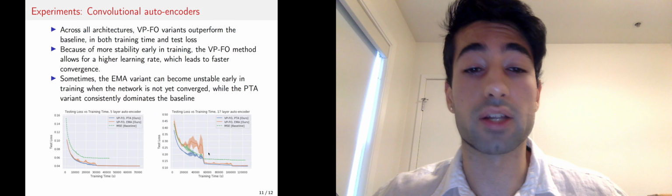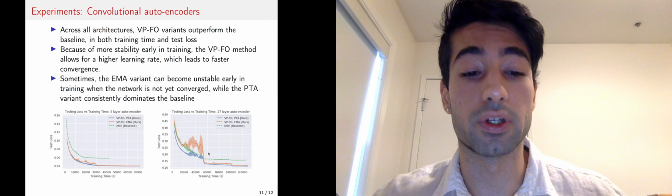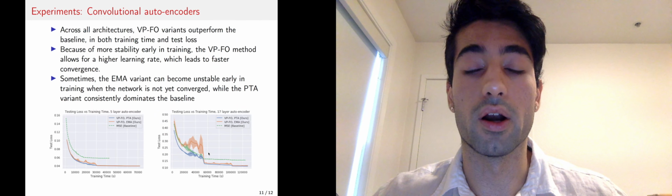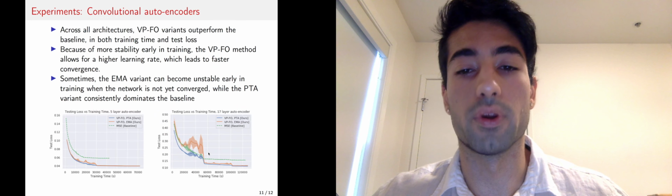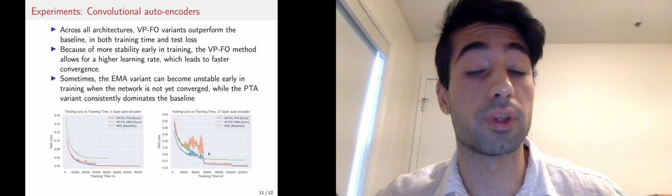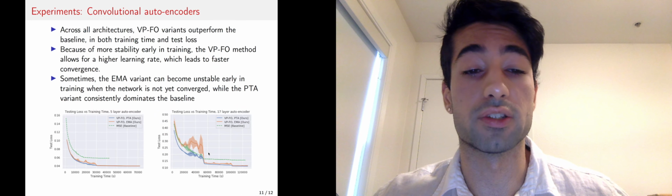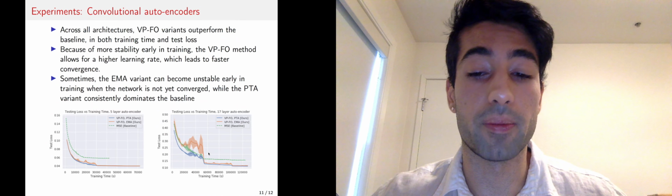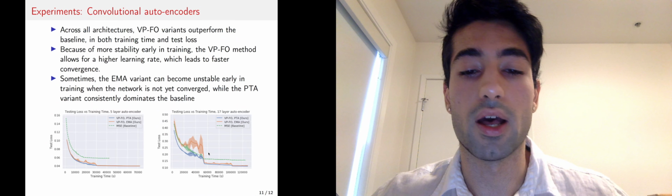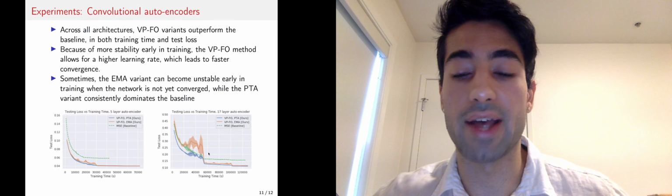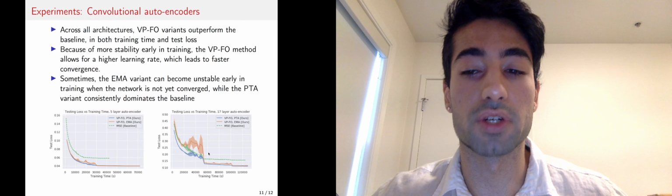We find that this is likely because of more stability early in training, where instead of randomly initialized final layer weights, those final layer weights are near optimal for the particular network. This allows for a higher learning rate earlier in training without divergence, which can lead to faster convergence. We also find that the EMA method early in training can move around a lot because that exponential moving average doesn't exactly capture the newest dynamics of the network. But as the network becomes closer to convergence, the EMA and the PTA method correspond.